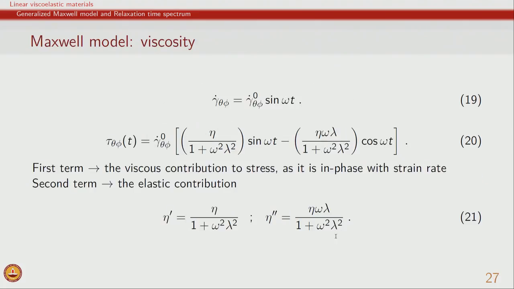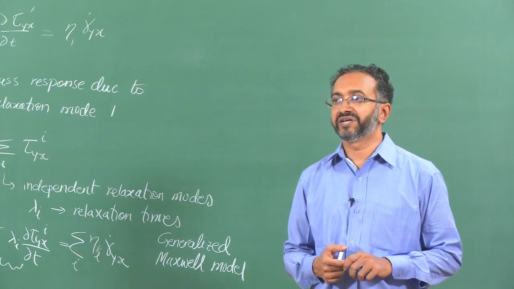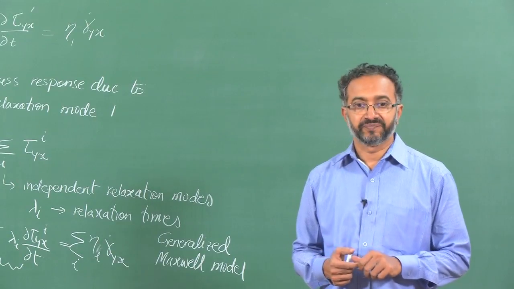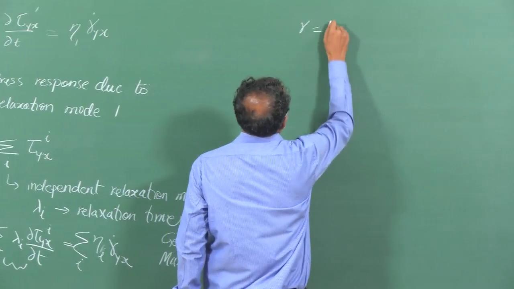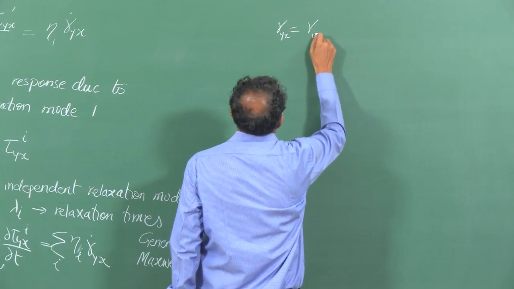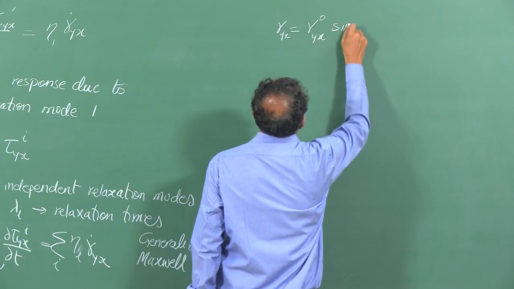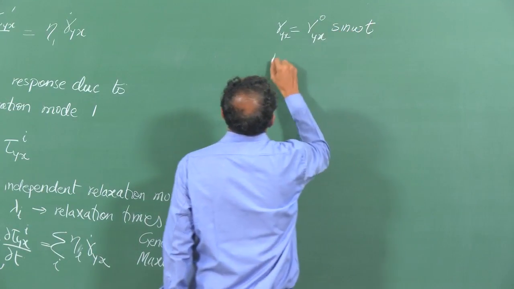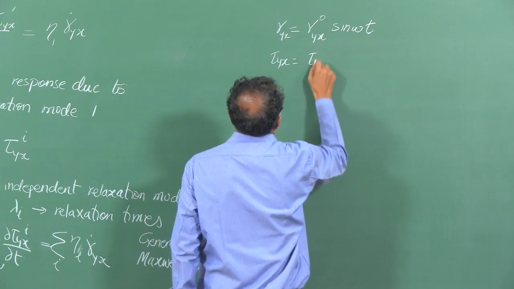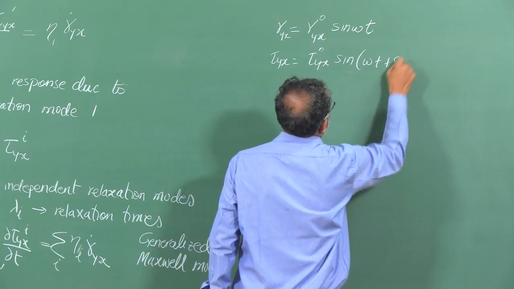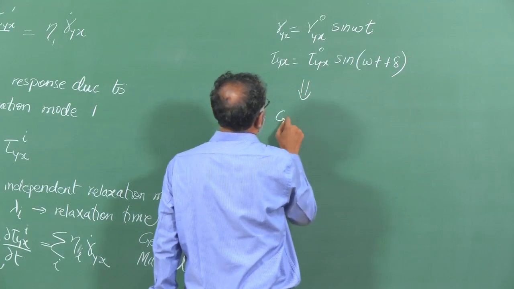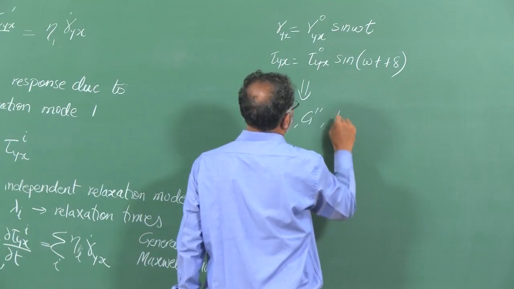So, now in closing, we will also look at the other material function which can be defined, which is the viscosity. So, we had earlier defined the G prime and G double prime using this response, where we had seen that tau Ix sin omega t plus delta was used to define G prime and G double prime and tan delta.